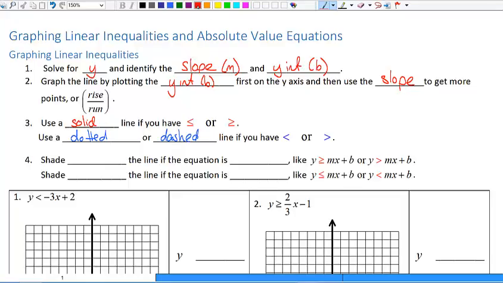So step 4 says to shade above the line if the equation is greater than, like y is greater than or equal to mx plus b, or y is greater than mx plus b. Greater would be above. That kind of makes sense. Shade below the line if the equation is less than. For example, y is less than or equal to mx plus b, or y is less than mx plus b. So above or below the line is where you're shading it, and solid or dotted if you have or equal to or strictly less than.